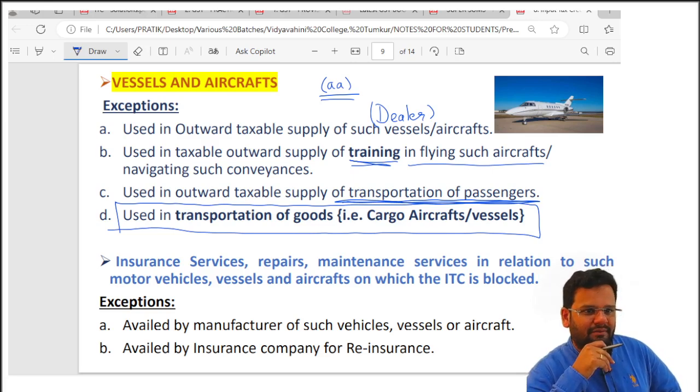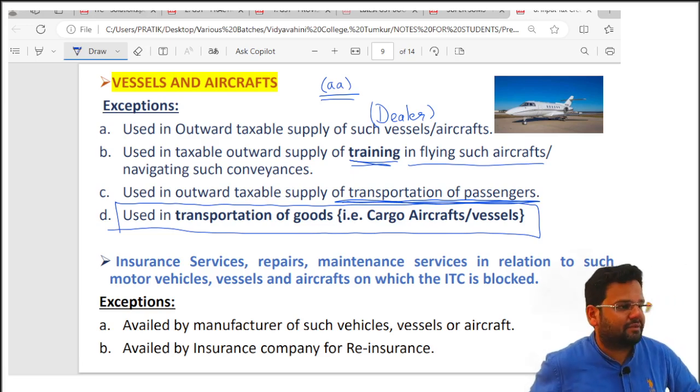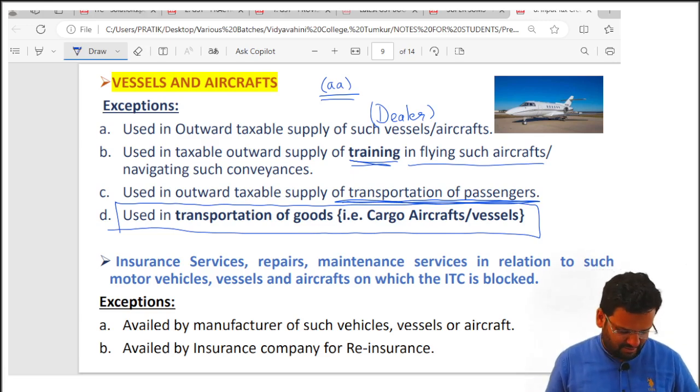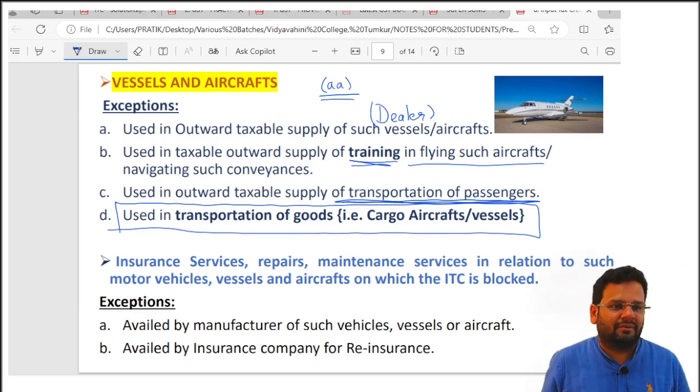So, can I tell you examples now? Write down examples. First one, Reliance Industries purchases aircraft for transportation of its key managerial personnel, KMP.